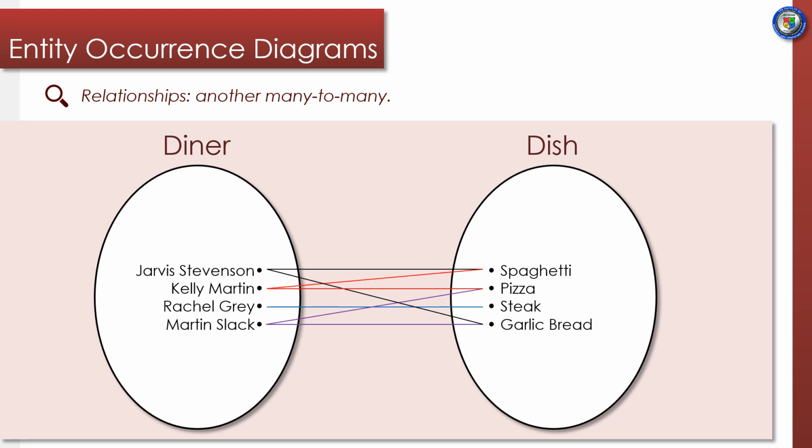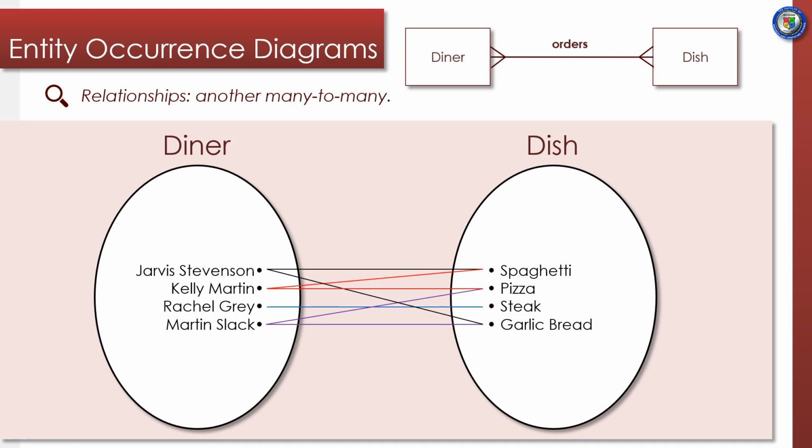Again, we can see that our diners are having possibly multiple dishes, but those dishes are being eaten by multiple diners. Each diner can order many dishes, and those dishes can be ordered by many diners.